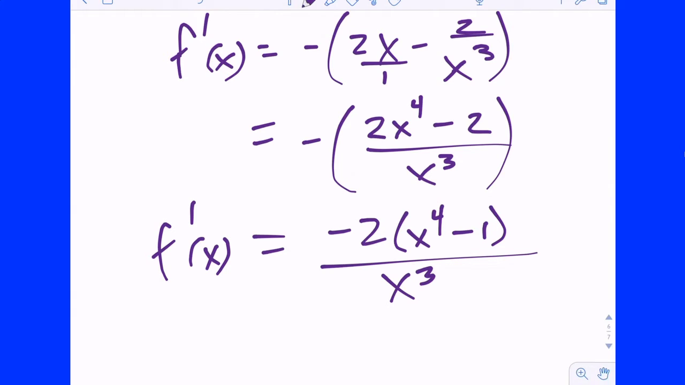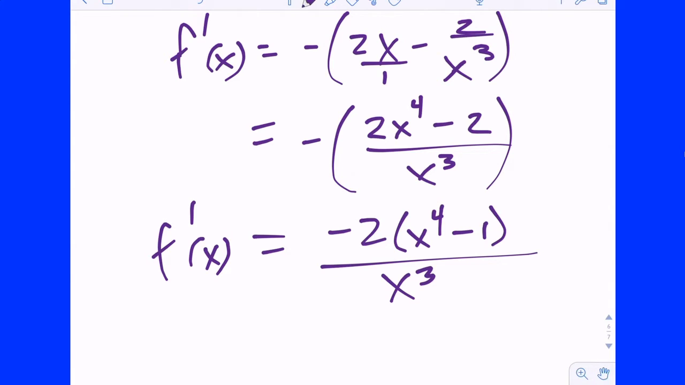X to the 4th minus 1 is the difference of squares. You'll see that it factors into x squared minus 1, which is also a difference of squares. That factors into x plus 1, x minus 1, times x squared plus 1. How far do you want to factor it? What's the purpose of factoring it? Twofold. To get your x values that cause 0 easier. We know which ones cause 0 already, don't we? What are they in the top? Plus or minus 1. So factoring it as x minus 1, x plus 1 times x squared plus 1 is not going to help us.